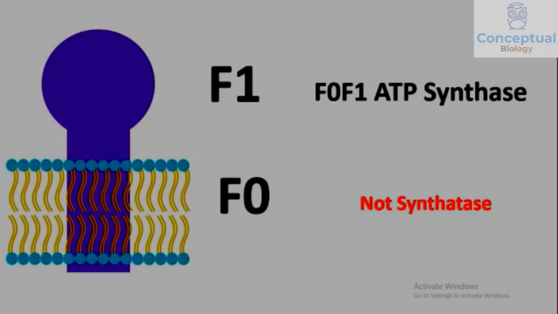The FO is a transmembrane proton channel which facilitates the flow of protons out of that reservoir, and F1 is the part which catalyzes the process of ATP synthesis by ligation of ADP with inorganic phosphate. Now one thing that you should keep in mind is that this is ATP synthase, not synthetase. Most of the time students or even some teachers make this mistake while teaching or while reading, that they say it's an ATP synthetase.